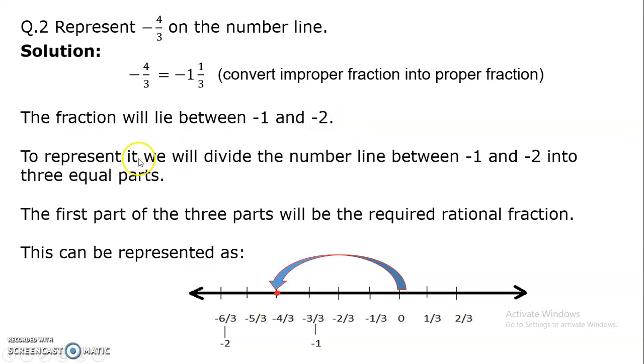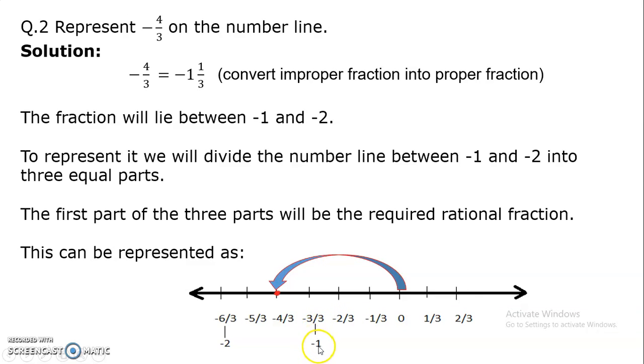To represent it, we will divide the number line between minus 1 and minus 2 into 3 equal parts. Why 3 equal parts? Because the denominator is 3. So see this number line. From 0 we have started. On the negative side, we have divided the first part from 0 to minus 1 into 3 equal parts, that is minus 1 by 3, minus 2 by 3, minus 3 by 3.